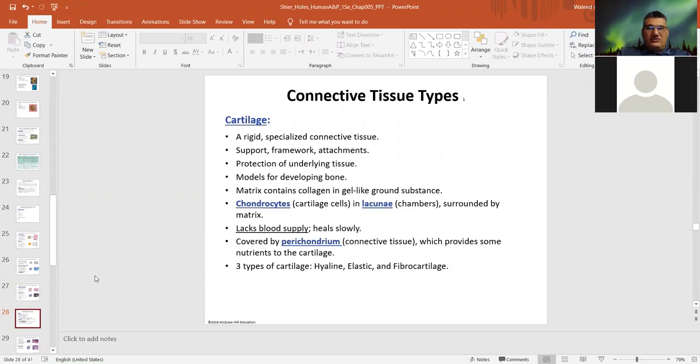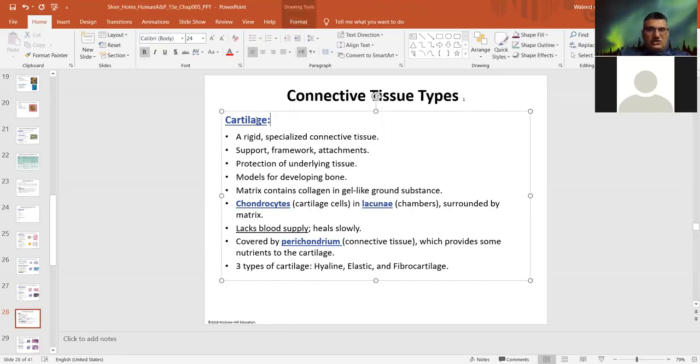The next type of connective tissue is cartilage. How do I know that cartilage is connective tissue? I told you. Is it epithelial cells? No. Is it muscle? Does it contract? No. Is it nervous system? No. It has to be connective tissue. So cartilage is rigid, but it's not as tough as the bone, of course. So it is a rigid type of connective tissue, and it is for protection.